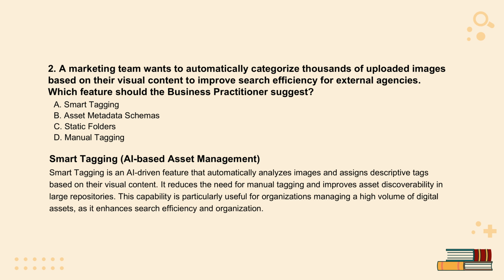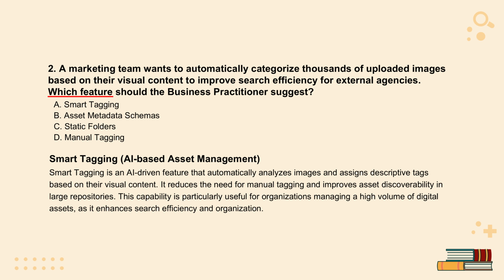All right, here's the scenario. A marketing team uploads thousands of images every week. They need to automatically categorize these images based on their visual content to improve search efficiency for external agencies. Which features should they use? Okay. Options: A, smart tagging, B, asset metadata schemas, C, static folders, or D, manual tagging.